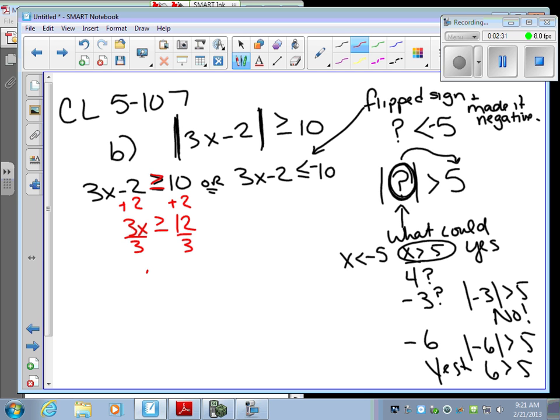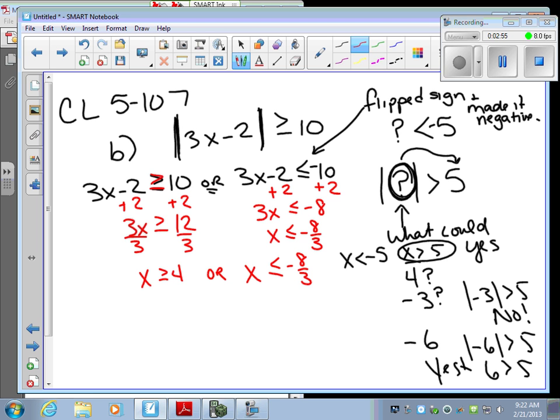So either x is greater than or equal to 4, or I'm going to keep that less than or equal to symbol now, and I'm going to solve this. x is less than or equal to -8/3.